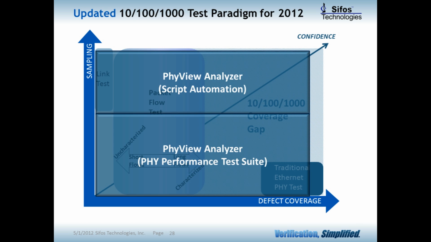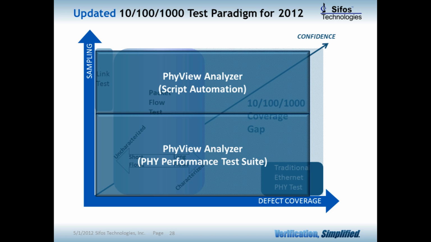Let's now revisit the paradigm introduced earlier for 10-100-1000 PHY testing. In comparison to traditional Ethernet PHY testing, the PVA offers the opportunity to radically increase testing samples from single pairs to many or all ports. In addition, the ability to efficiently and effectively test receivers adds an important dimension in test coverage.